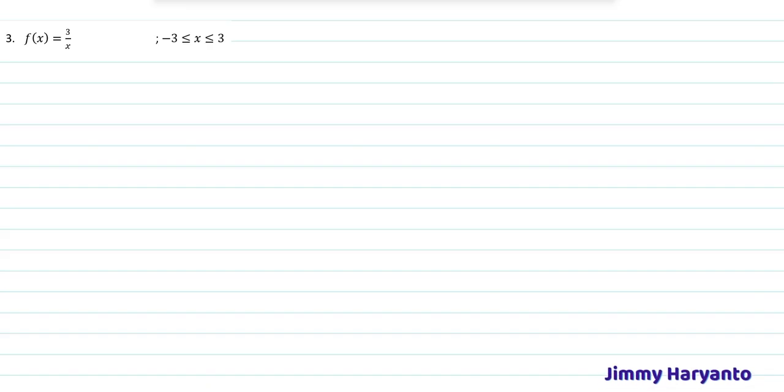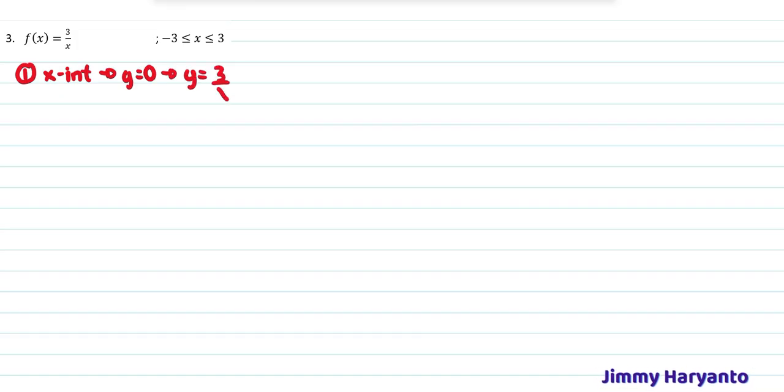And then the next one is this function 3 over x. Okay, so for this one, let's try to find the x-intercept. X-intercept means y equals 0, and that also means y equals 3 over x. The y will be replaced by 0. 0 equals 3 over x, and then you will multiply the x to the left hand side, cross multiplication, right? The algebra said so.